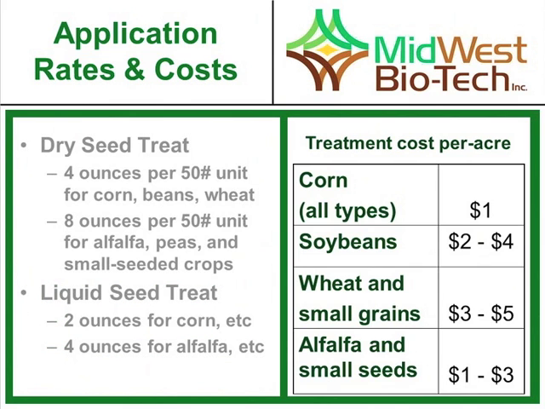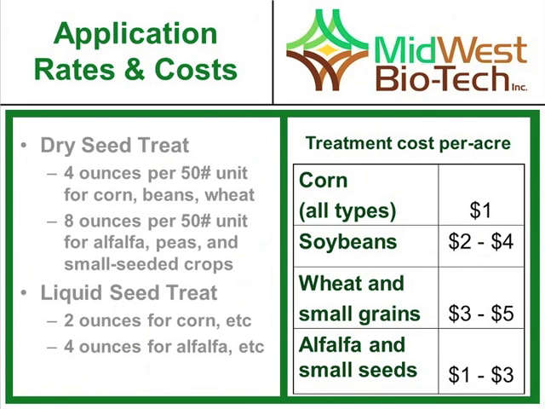In terms of cost per acre on corn, we're talking about $1. If you go to the liquid side, it's going to be closer to about 75, 80 cents. Soybeans, depending on how heavily you seed, it's going to be in the $2 to $4 range. About the same for wheat, small grains, cereal cover crops, and then alfalfa, winter peas, any small seeded crop. Depending on how heavy you go, it's going to be about the $1 to $3 range.